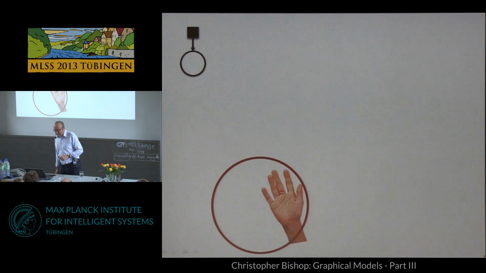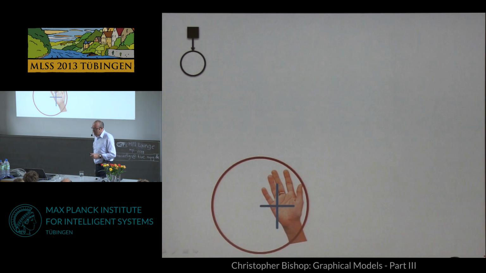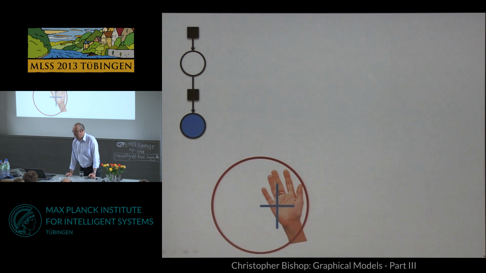Now we'll make a measurement. So there's the hand. We're going to measure the position of the hand. So we make a noisy measurement of the hand position. So that's our observation. This node is shaded in because it's now an observed node. It's not a random variable, it's an observed node. We know the value of the sensor measurement at time 1.